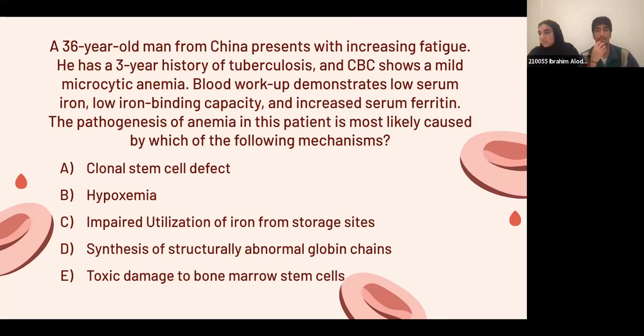There's a 36-year-old man from China who presented with increasing fatigue, and he has a 3-year history of tuberculosis. A CBC shows a mild microcytic anemia, and a blood workup demonstrated low serum iron, low iron binding capacity, and increased serum ferritin. The pathogenesis of anemia in this patient is most likely caused by which of the following mechanisms?